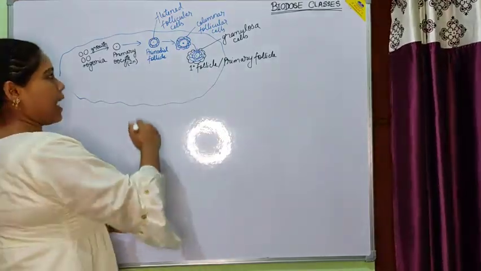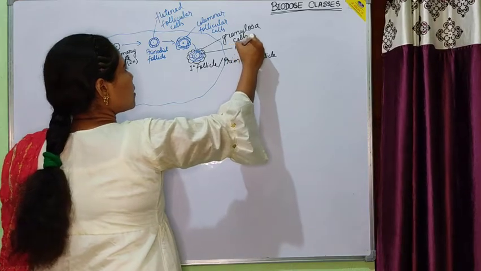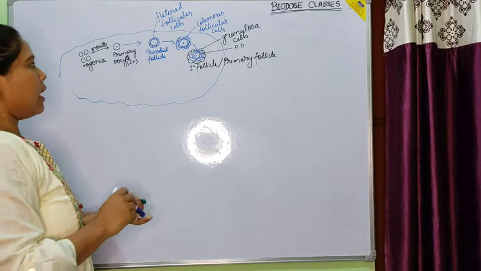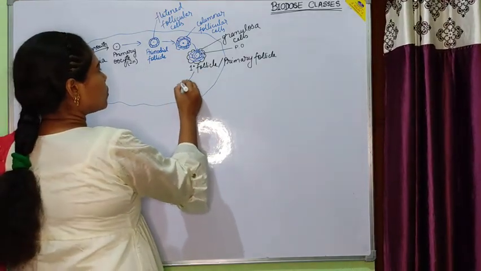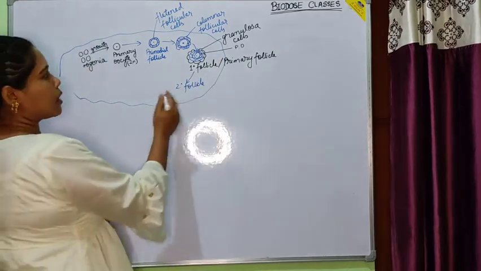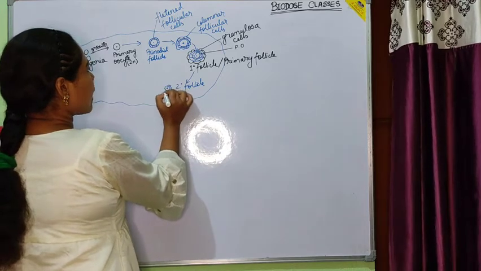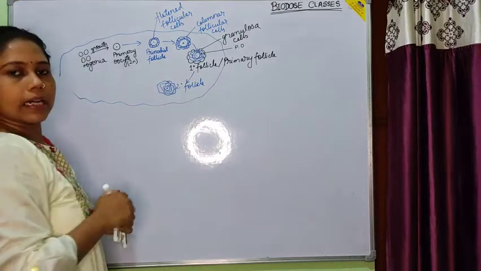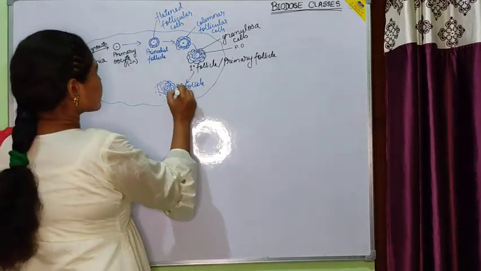Now, inside that primary follicle, this structure is still a primary oocyte. Now, this primary follicle gets converted into a 2 degree follicle, that is, more granulosa cells would surround this structure, and it would be covered by several layers.